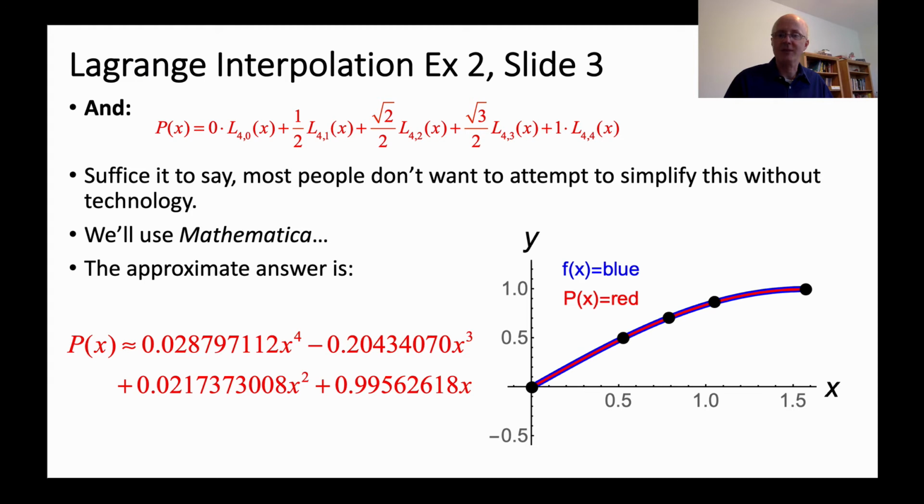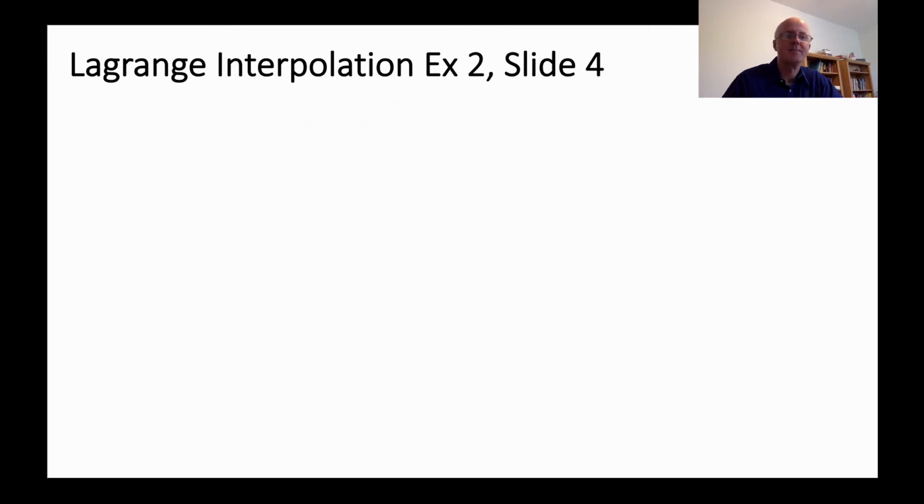Here is what the graph looks like. f of x is in blue. That is the exact sine function. P of x is in red. That's this fourth degree polynomial. You can't tell the difference between them. They look exactly the same, even though they're not exactly the same. Hope you agree that this is pretty amazing. The error is really close to 0. How close to 0? The error theorem can tell us.